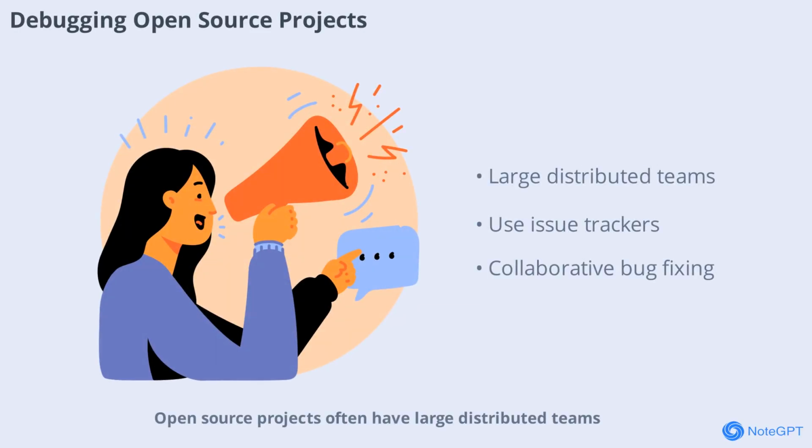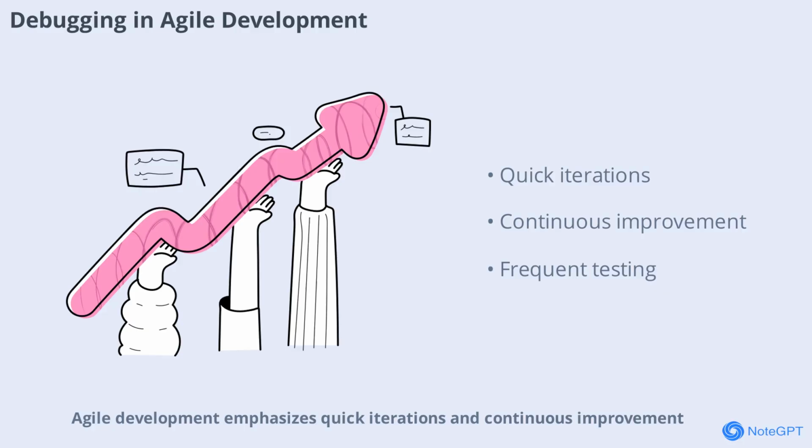Open-source projects often have large, distributed teams. Debugging in these environments requires clear communication and thorough documentation. Contributors rely on issue trackers and version control systems to report, discuss, and fix bugs collaboratively, ensuring the project remains stable and reliable. Agile development emphasizes quick iterations and continuous improvement.